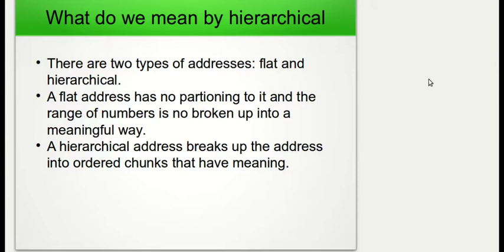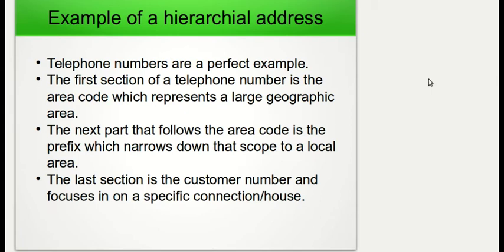However, an address like a telephone number is a hierarchical address because certain digits in the address have special meaning. So, like I said before, an example of a hierarchical address is a telephone number. The first section of a telephone number is the area code, which represents a large geographic area. The next part that follows the area code is known as the prefix, which narrows down that scope to a local area. And the last section is the customer number and focuses on a specific connection or house.